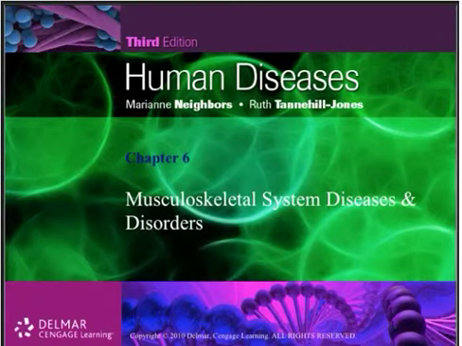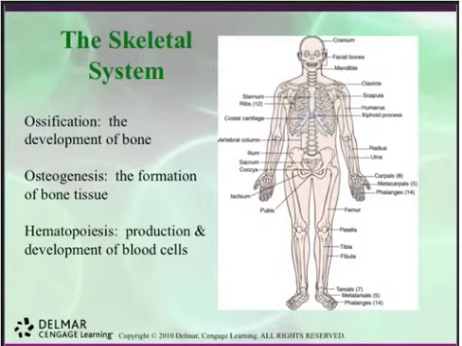Okay, welcome everybody. This is Chapter 6, and what we're going to be dealing with here are musculoskeletal system diseases and disorders. Now, if we look at the skeletal system, we find that it's divided into two divisions, the axial and the appendicular. What are the functions of the skeletal system?